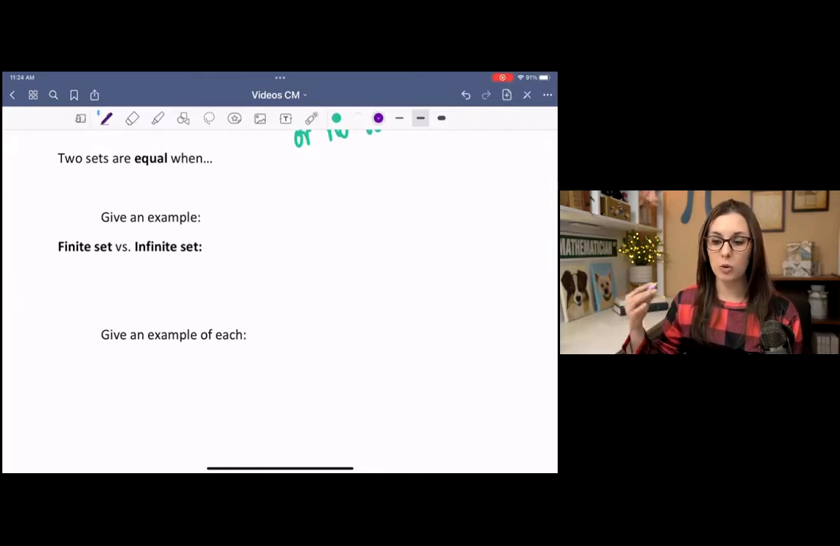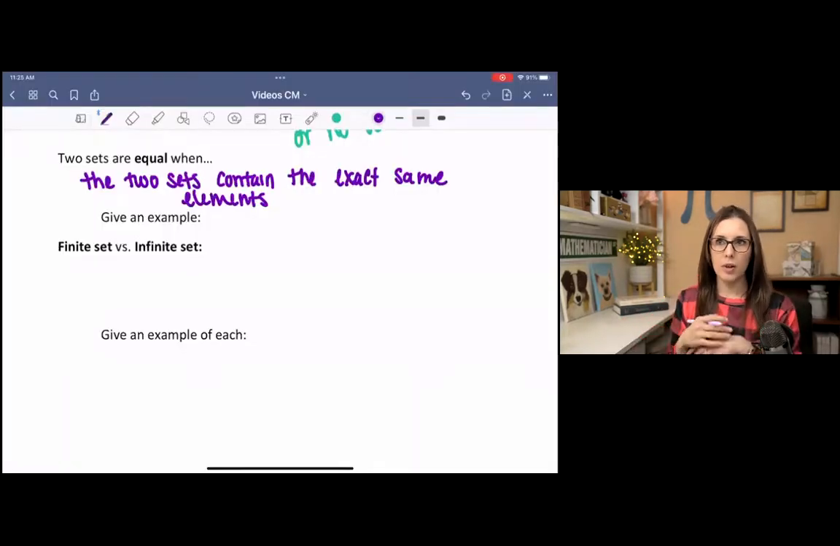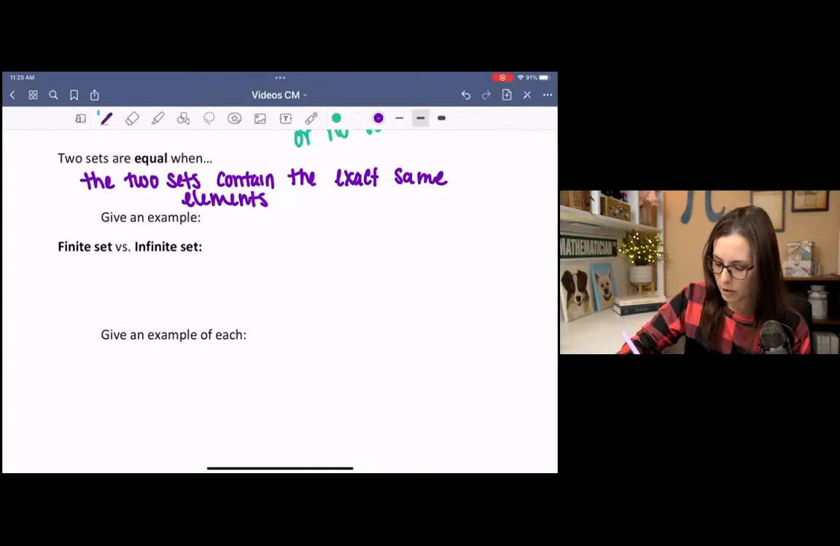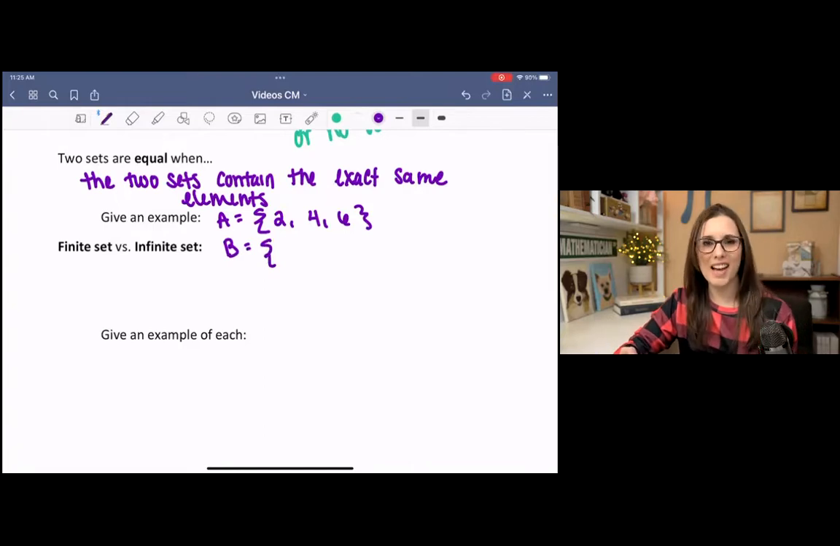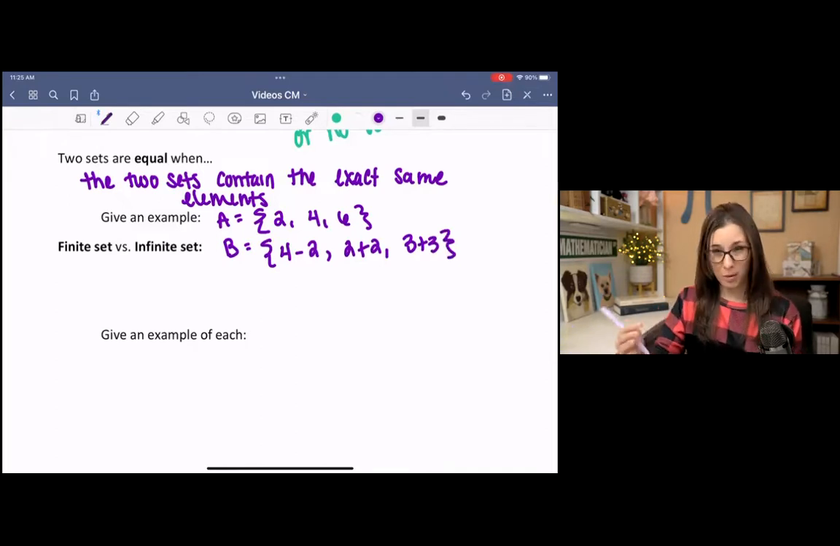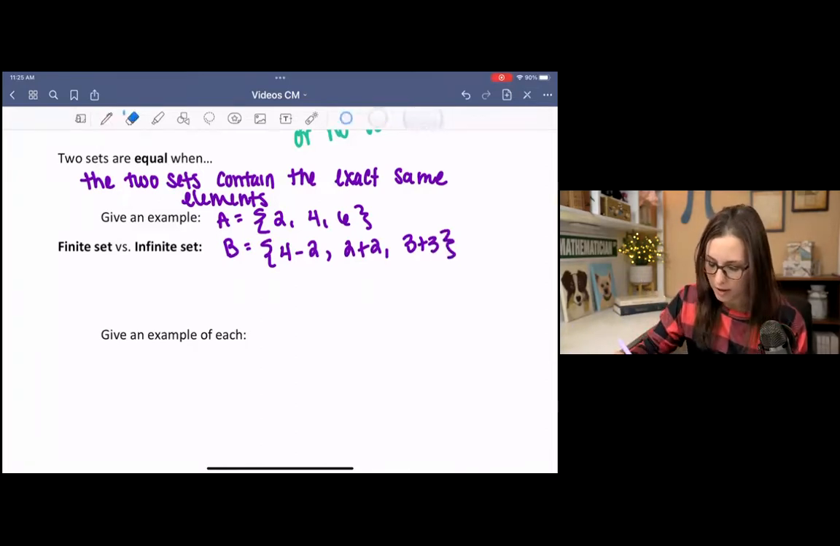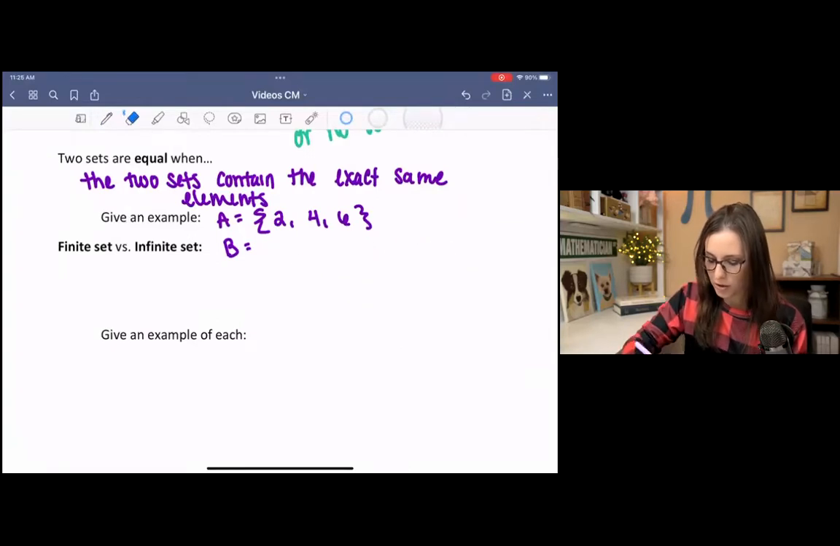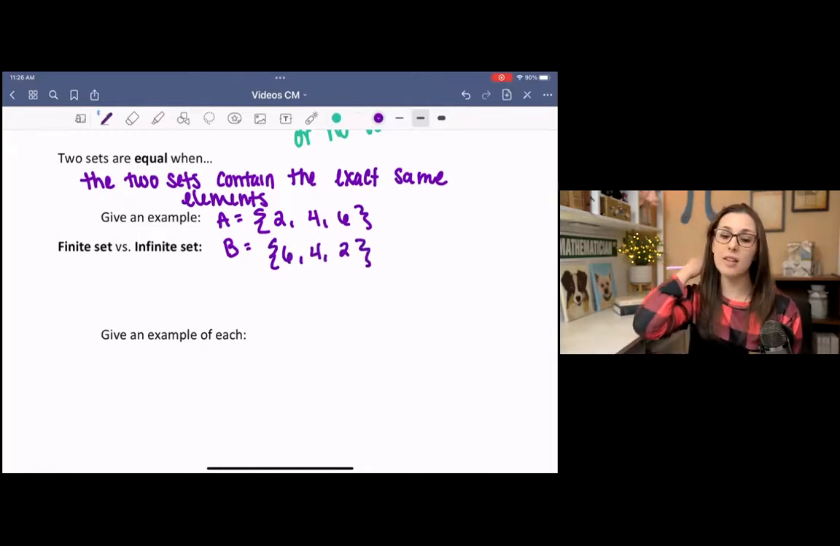Two sets are equal when they contain the exact same elements. So they have to be equal in number and equal in elements. For example, if we had two sets, the first set maybe was {2, 4, 6}, and then the second set was like that set maybe in disguise. For example, 4 minus 2, 2 plus 2, 3 plus 3 look a little different, but when you simplify them, they're actually the exact same sets. Or you could write this as the original set maybe in different order. Either way, they are equal. They're the same. They have the exact same elements.